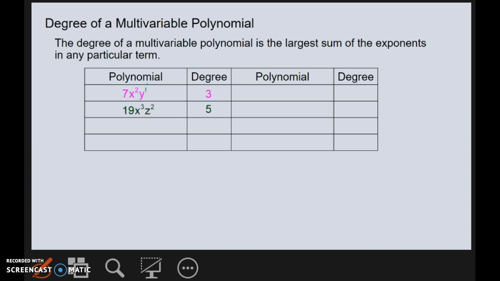And same thing for this next one. We have an exponent of 3 for x and an exponent of 2 for z. Putting them together gives us a 5. That's the degree of the term. And so on. Again, just some more examples.